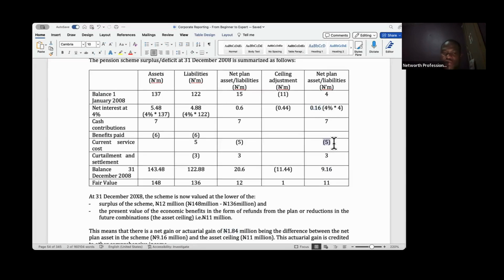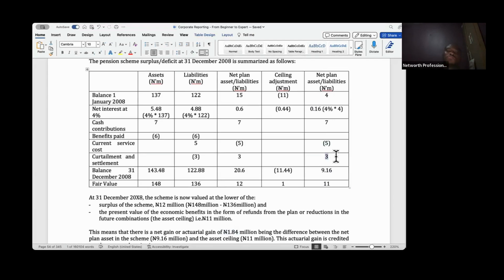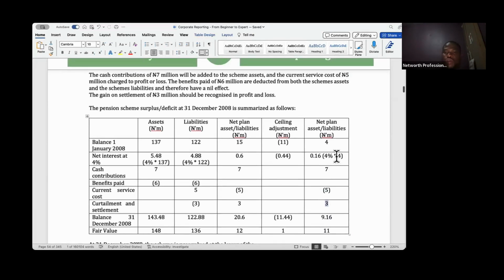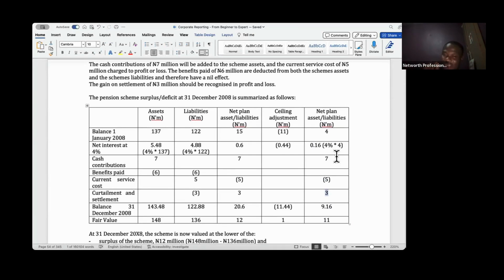Current service cost of 5 will go to P&L. Gain on settlement will go to P&L. And that is it for this question. So the only additional thing this question brings you is asset ceiling.